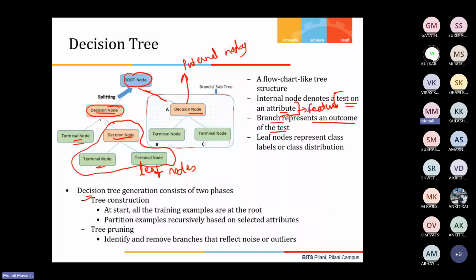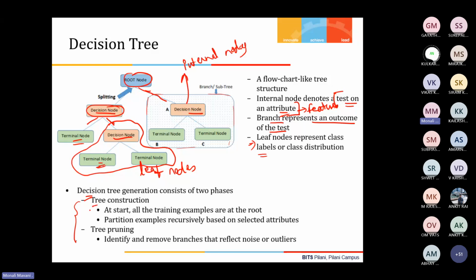And the branches are the outcome of the decision. If gender is male, then go left. If gender is female, go right. And finally, our leaf nodes represent the class labels, the final class labels. So, a very high-level understanding of how we do this.